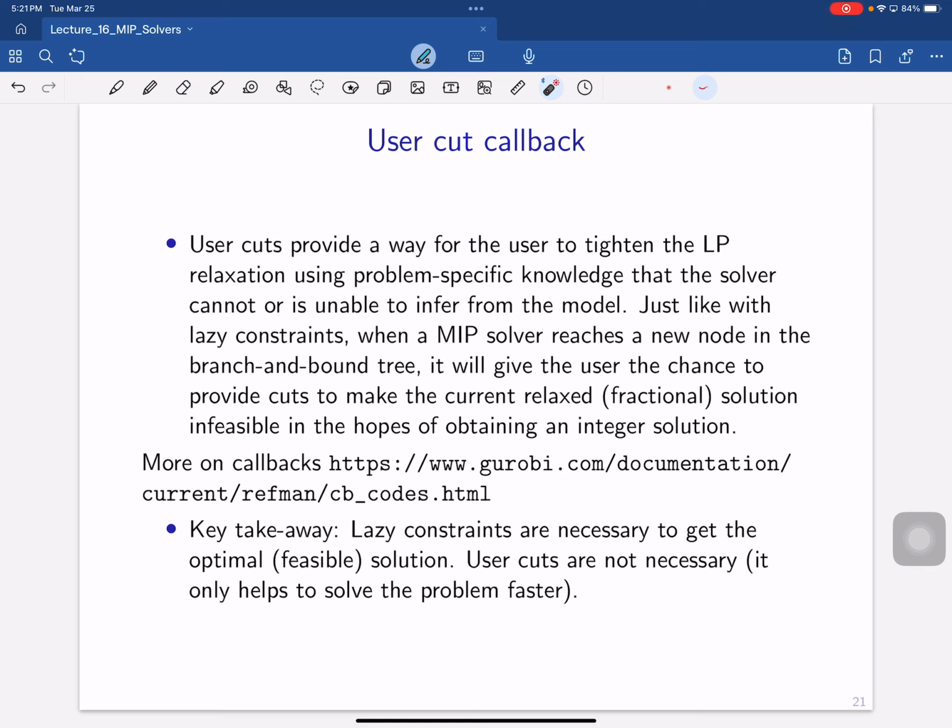So this is called the user cut callback. The idea is when you encounter, let's say, some relaxed solution, and after adding those cuts, hopefully you can make the relaxation stronger, to reduce the number of nodes in your branch and bound.